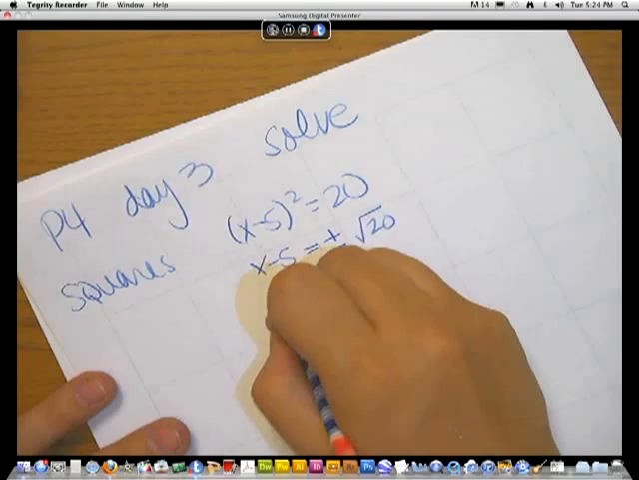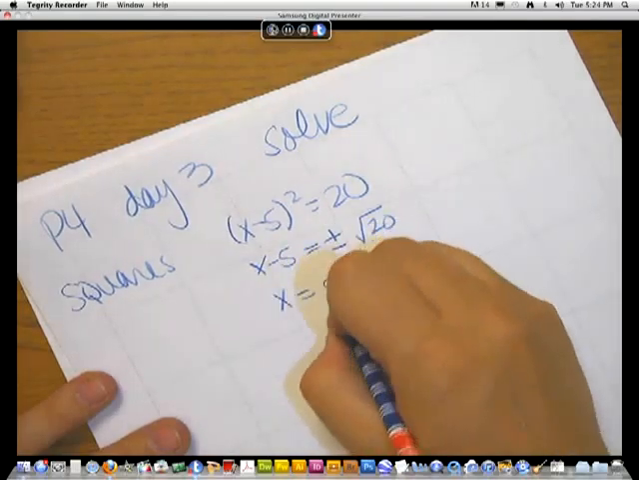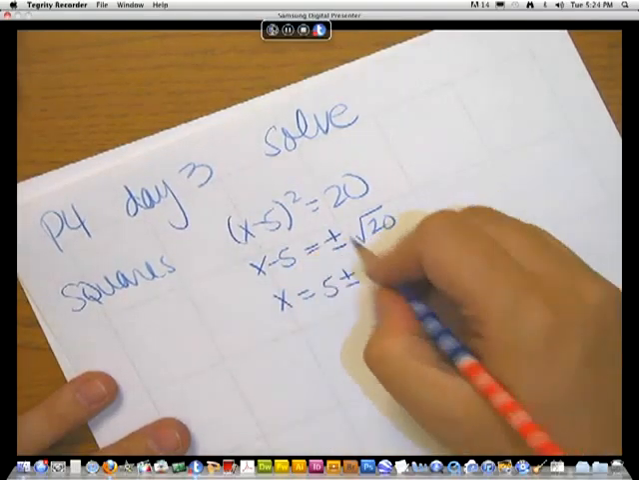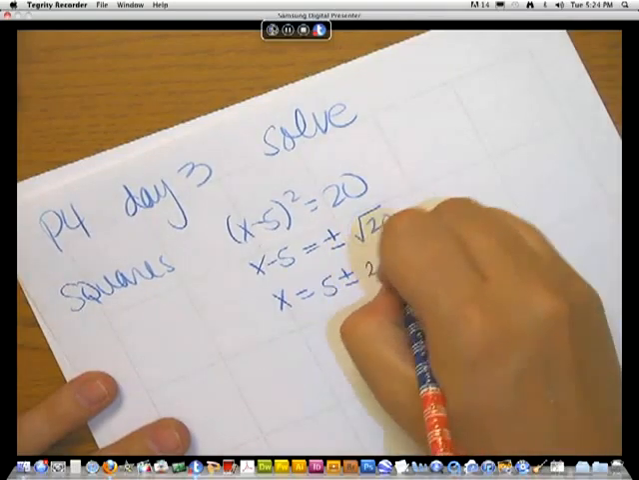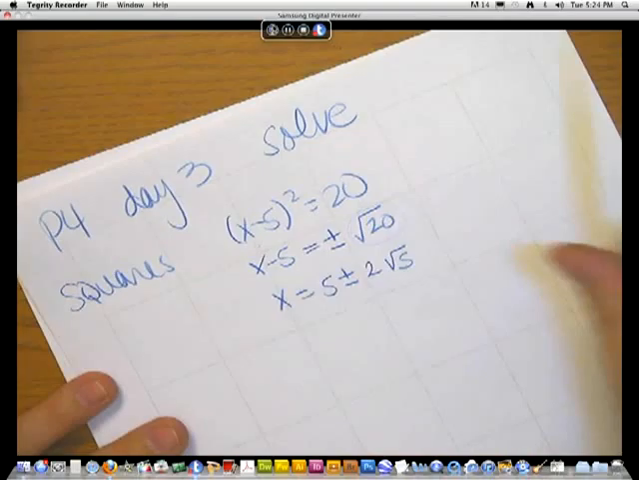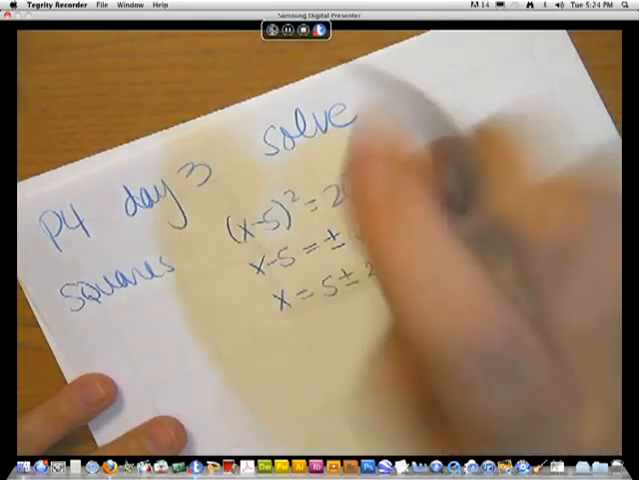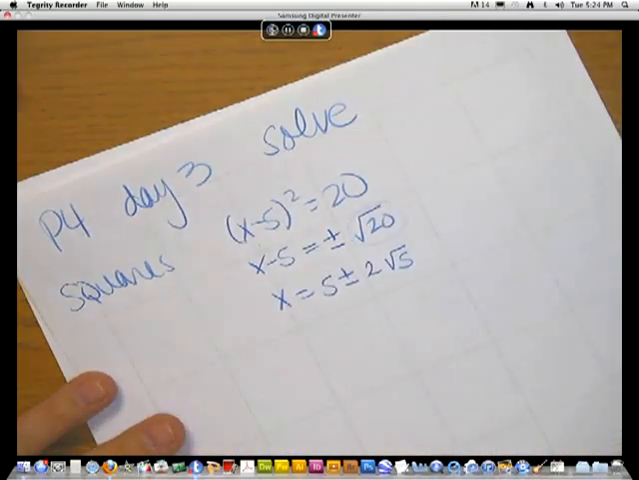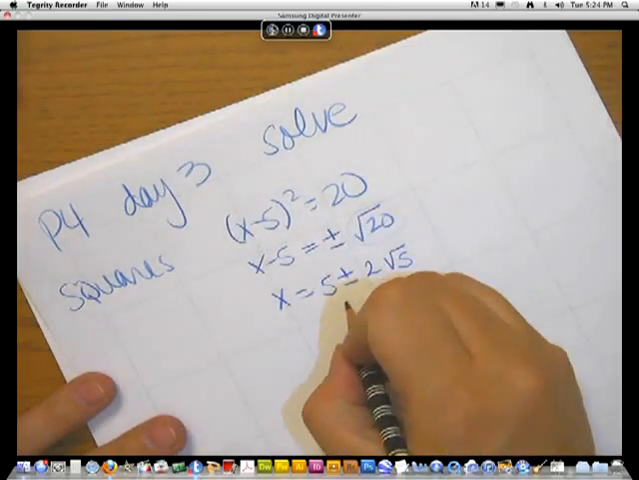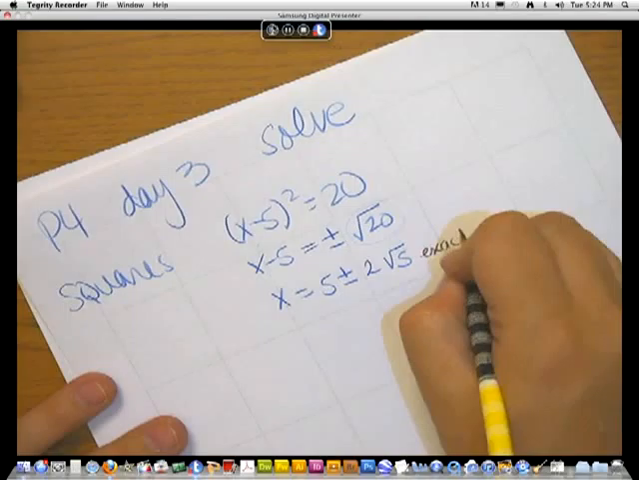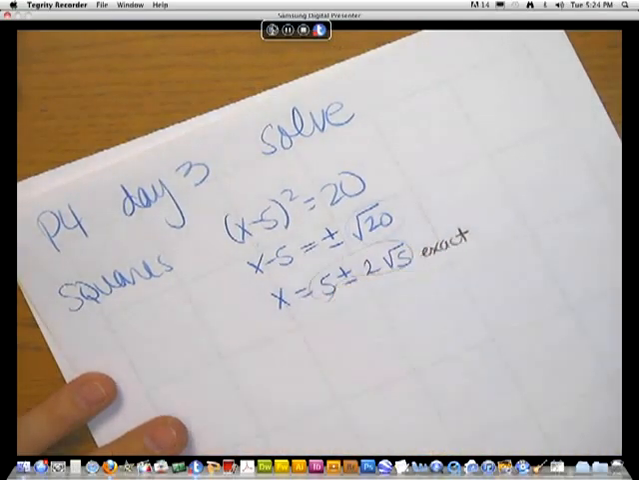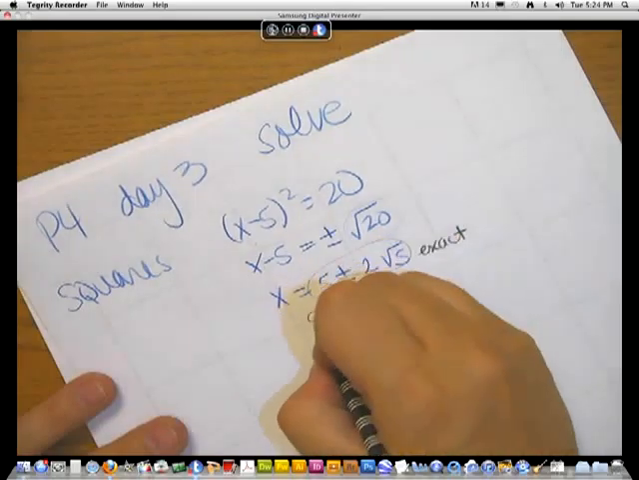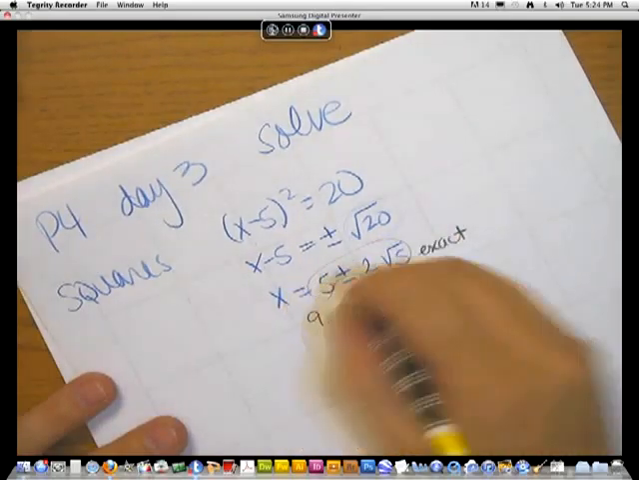When I solve this by adding the 5 over, I also need to simplify. So 20 is going to be 2 root 5. This is an exact answer. You will be asked for both exact answers and approximate answers. So if this is the exact, for the approximate, you would go 5 plus 2 root 5 and get, I believe, 9.47.